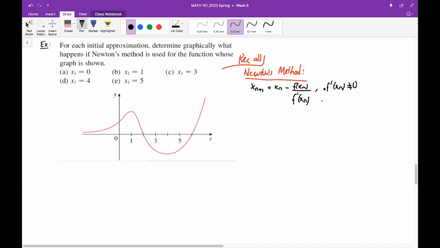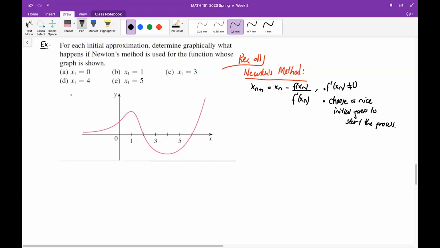And to be able to start this process of approximating the roots at each step, you need to choose a nice initial guess to start the process. I explained all those details in the lecture video. You can go there if you don't remember.